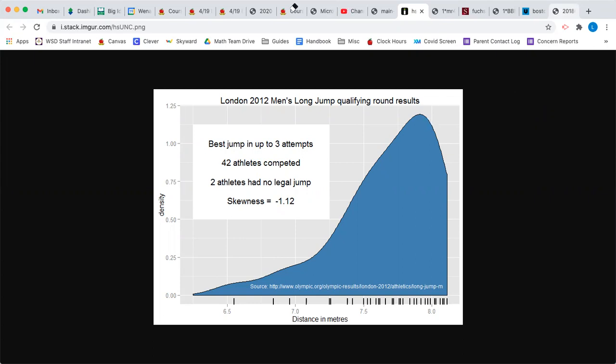And as you can see here, there's a lot of data right around the peak here. But then there's this incredibly long tail that goes down this way, which causes it to be skewed to the left. And for this left skew or negative skew, we would want to use the median instead of the mean to represent the data set. And we would instead use the 5-number summary rather than the standard deviation.